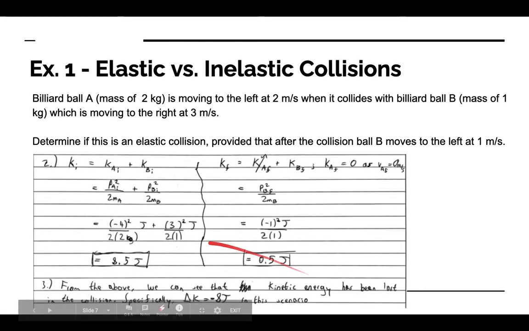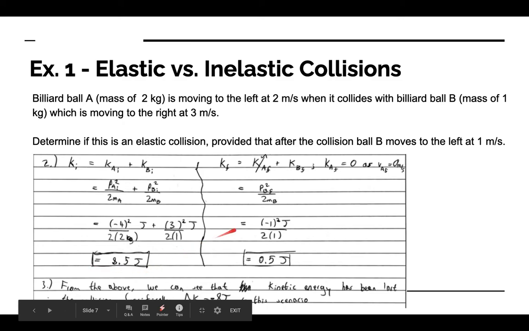So now we compute the initial and the final kinetic energies of our objects. So we have KAi plus KBi. In this case, I'm going to use the p squared divided by 2m relation, but you could also use the 1/2 mv squared relation. Either equation is perfectly fine to use. So we have pA squared over 2mA plus pB squared over 2mB. So we're going to have negative 4 squared divided by 2 times 2 kilograms plus 3 squared divided by 2 times 1 kilogram, which leaves us with an initial kinetic energy, when we crunch it out in our calculator, of 8.5 joules.